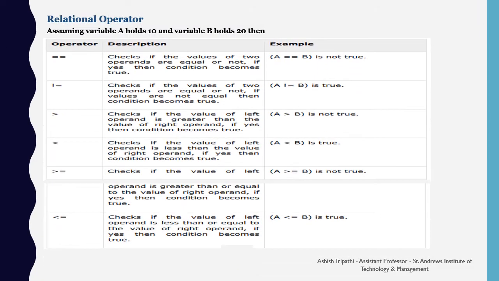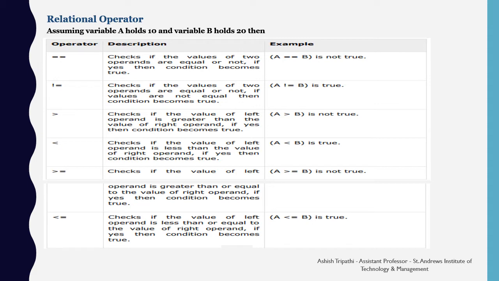Relational operators. Relational operators are used to find out the relationship between the two operands. For example, let us assume that variable a holds value 10 and variable b holds value 20. Then the double equal to operator will check if the values of the two operands are equal or not. If they are equal, then the condition becomes true. For example, a double equal b is not true because a value is 10 and b value is 20.